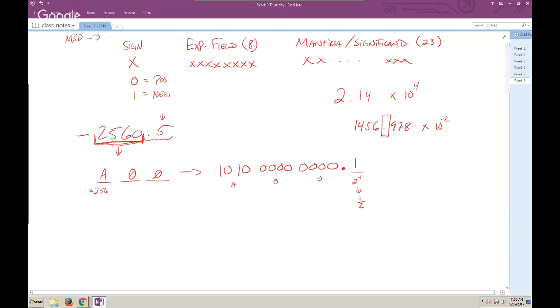Because if we said 1456.978 times 10 to the negative 2, are there multiple ways I could write the exact same number now in scientific notation by just moving, say, the decimal point and changing my exponent? Is that a problem, though? I've got some of you saying yes, some of you saying no. Let's hear some arguments. Why yes problem?